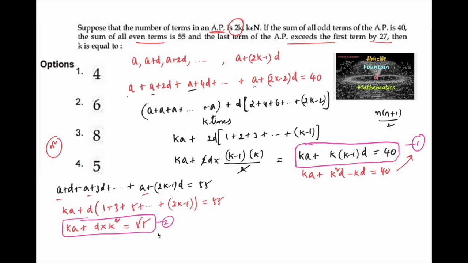Now subtracting 1 and 2, let us subtract the first equation minus the second equation. So we get ka gets cancelled and k square d gets cancelled. So we have minus kd is equal to 40 minus 55, that is minus 15. So we can write d is equal to 15 divided by k. Let's consider this as equation 3.